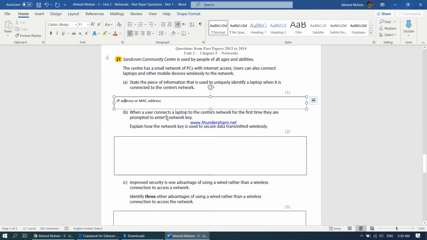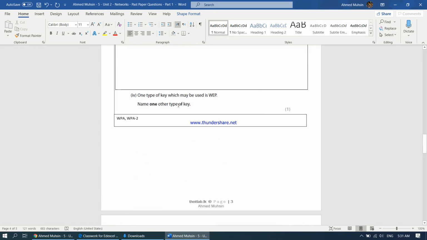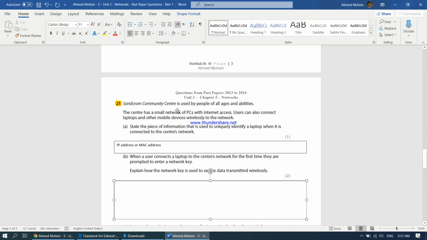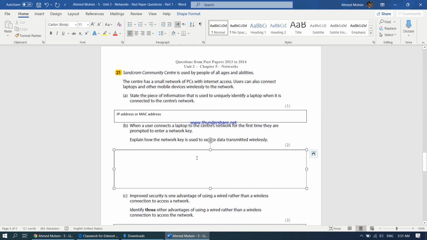When a user connects a laptop to the center's network for the first time, they are prompted to enter a network key. Explain how the network key is used to secure data transmitted wirelessly. So we did learn it in the previous questions. We told you the network key is used to encrypt or decrypt the data. So over here they're asking us to explain how the network key is used to secure data transmitted wirelessly.